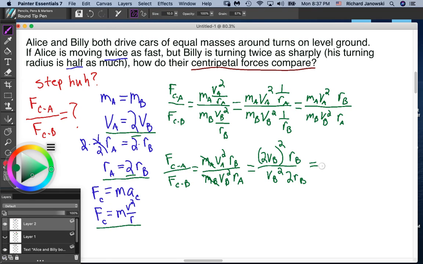And does anything cancel at this point? Yes. RB and RB cancels. I've got to keep the 2, and I can't cancel any of these things yet. You can't cancel the squares because that's not how algebra works. But I can get rid of the RBs.